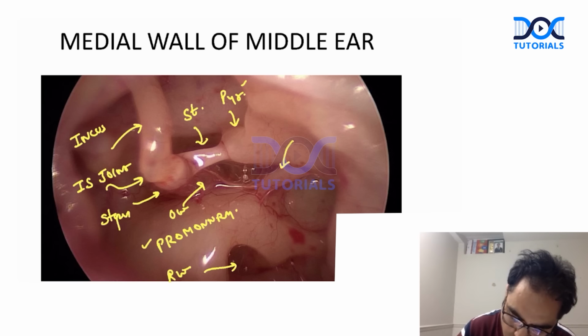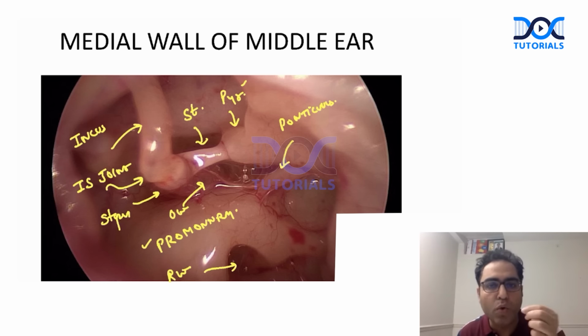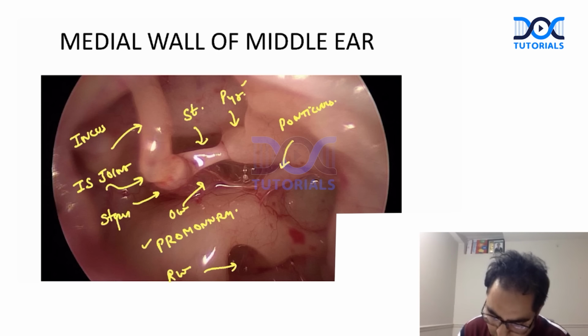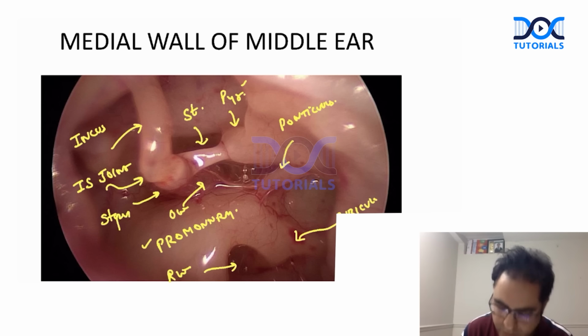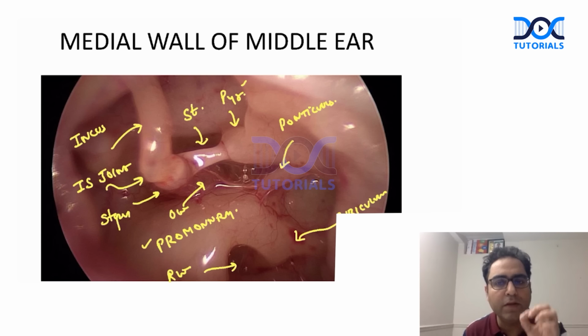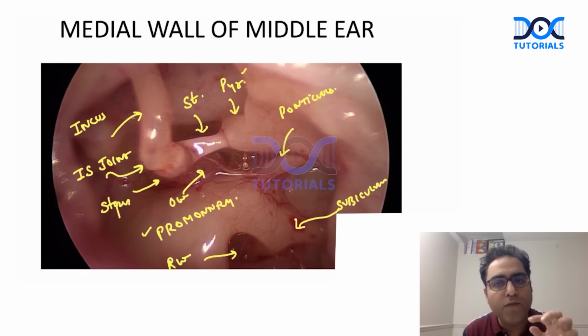If you can see the promontory, and you can see the pyramid, then of course this will be what? This will be the ponticulus. I hope you remember ponticulus is from promontory to pyramid. Then what is this? This is the subiculum. Subiculum is a bony spicule between the oval window area and the round window area.